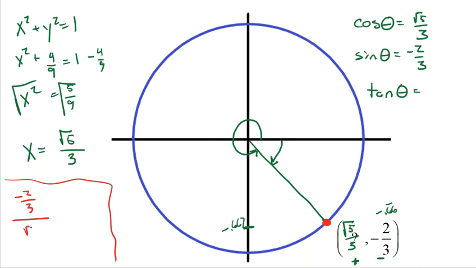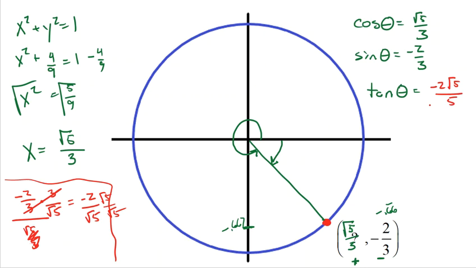the x-coordinate radical 5 over 3, but instead of dividing, I'm going to multiply by the reciprocal, 3 over radical 5. So the 3's cancel, and I get negative 2 over radical 5, but of course we don't like radicals in the denominator. So I'm going to multiply top and bottom by radical 5, and I get tangent is negative 2 radical 5 over 5. Oh, a lot of good solid math work there, but none of it was very difficult.